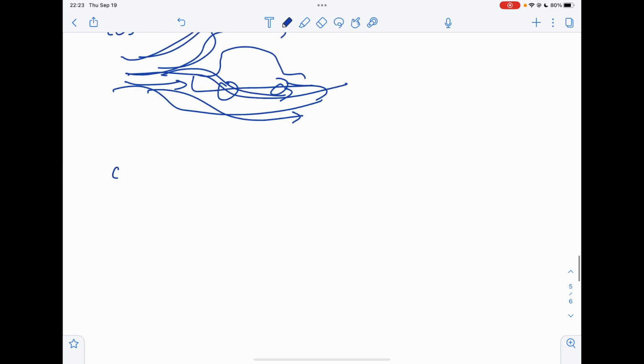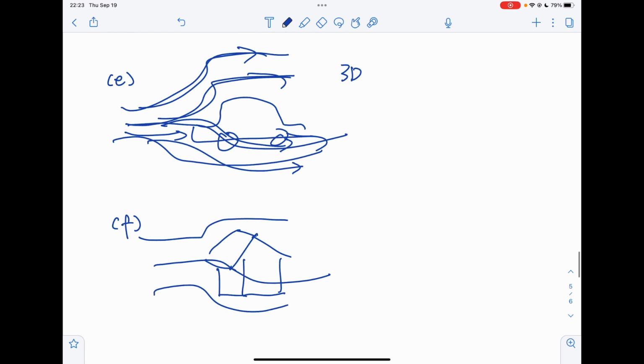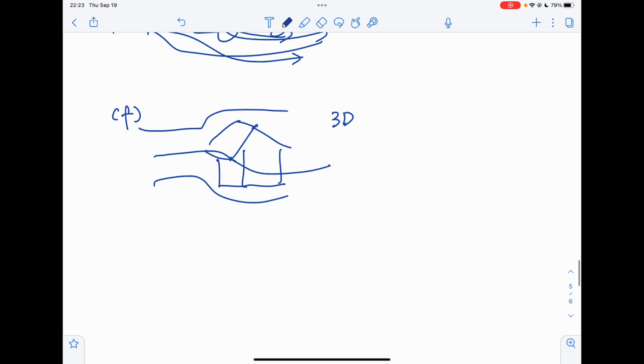And for F, it's a similar thing. You have a house here, you have airflow. So those two are very similar. It's also 3D.